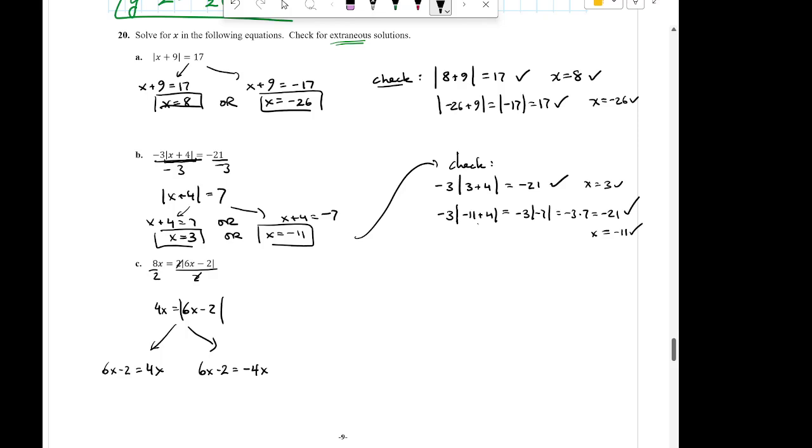So let me get the x's together. If I bring that 6x over, I'll get negative 2x equals negative 2. And then I'll divide both sides by negative 2, and I get 1 equals x. And then over here, if I subtract 6x, I get negative 10x equals negative 2. And then if I divide by negative 10, I get negative 0.2. I'll do 0.2 because that's easier to see. That equals x. And then we got to check those.